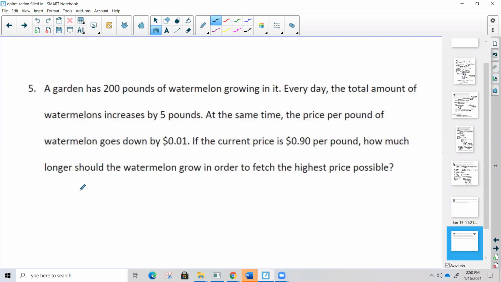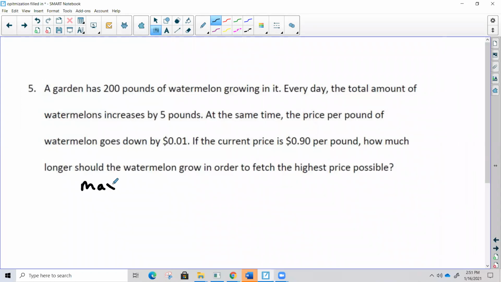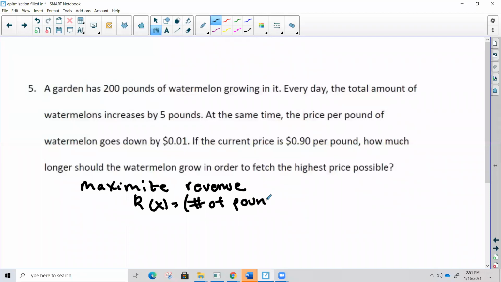And again, we'll just call our price our revenue. So we are trying to maximize our revenue. And revenue in this case is kind of similar to the strawberries. How we get our revenue is we're talking about the pounds of watermelon and how much they cost. So we would take the number of pounds of watermelon and multiply it by the price per pound. And that would give us our total revenue, the total amount we could charge for our watermelon.